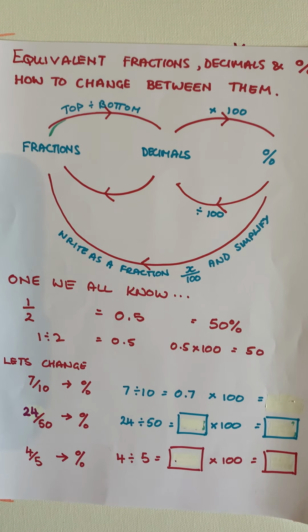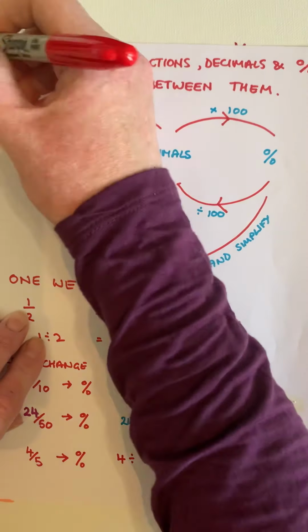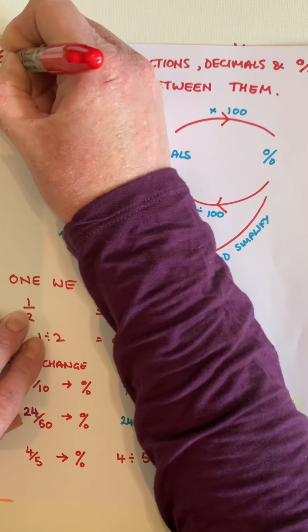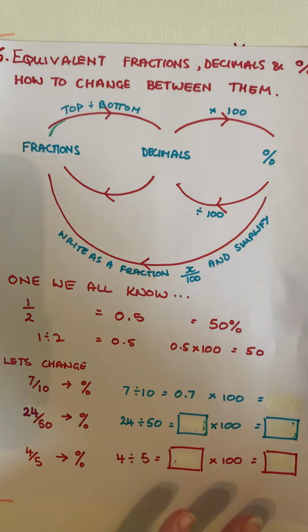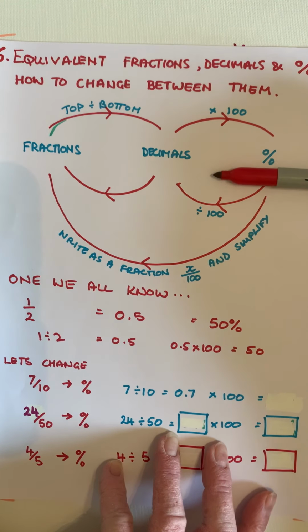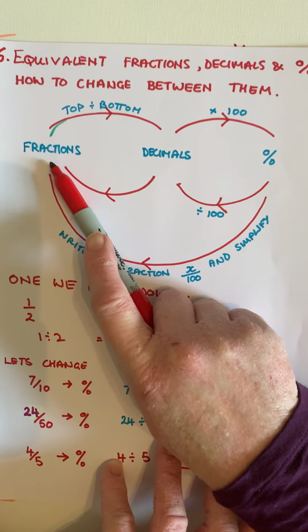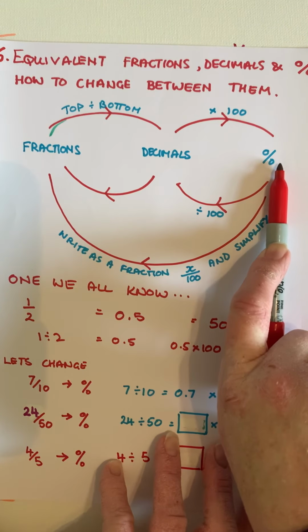Equivalent fractions, decimals and percentages, and how to change between them. So these will all be questions. Question 5. Now this might look slightly complicated, so we'll just go over it one step at a time. This is how we change between fractions, decimals and percentages.